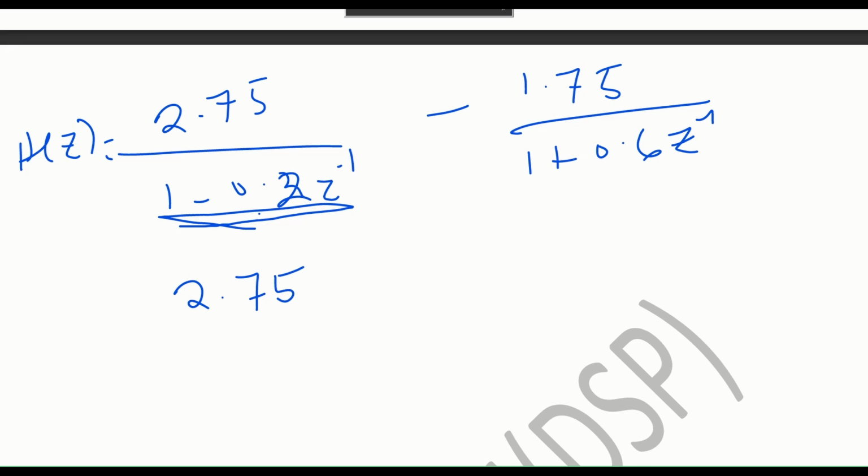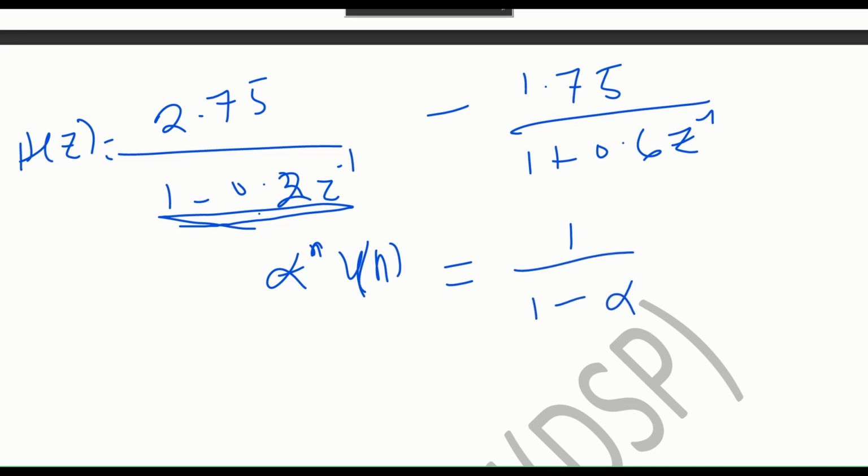Let me explain the alpha u of n z transform. When you have some number alpha to the n times u of n, and you are asked to find the z transform of this, the z transform is 1 over 1 minus alpha z minus 1. Okay, so that's how the z transform is. Usually they'll give you a table for this, so don't worry. But I just wanted you to see it.